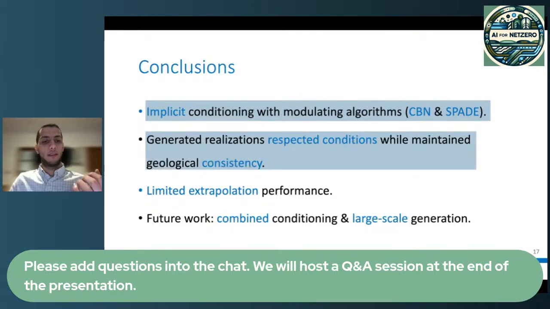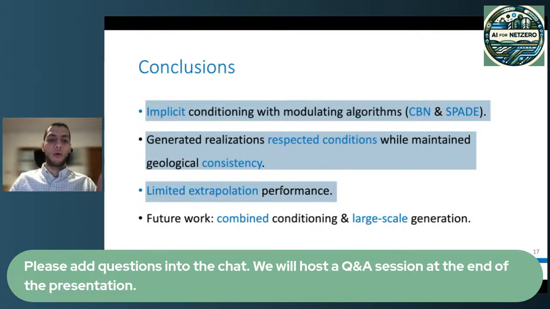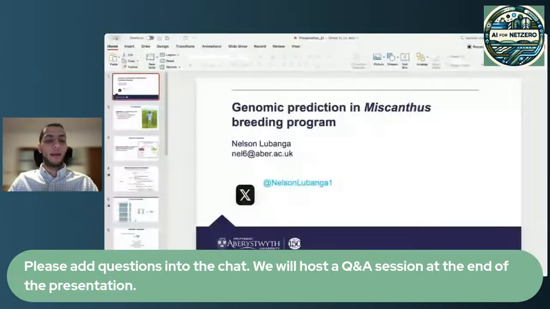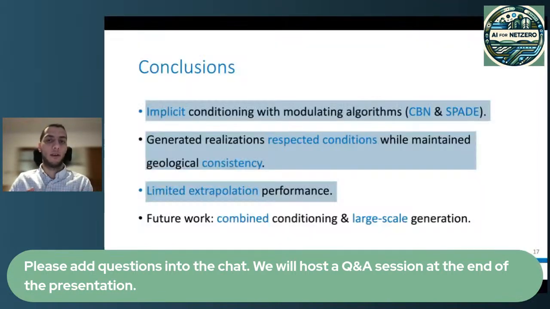The other thing is that the generated realizations respected the condition while maintaining geological consistency, and this was measured by 2-point correlation functions, as we have seen before. The other thing is, although we've seen that the model has a very good interpolation performance, it had a limited extrapolation performance. So beyond a certain threshold, the model performance deteriorates and it was able to generate something that's not correlated and not necessarily geologically consistent.